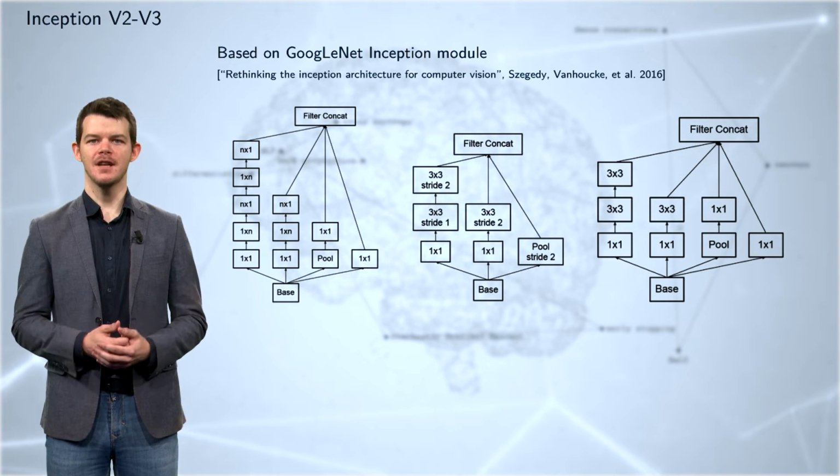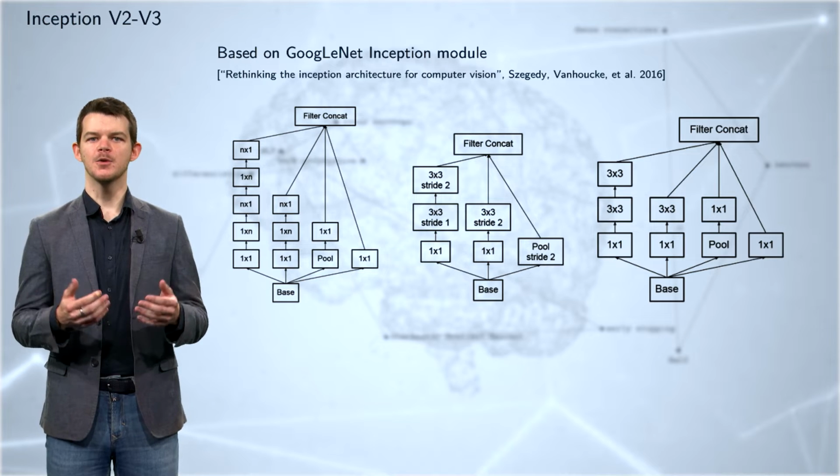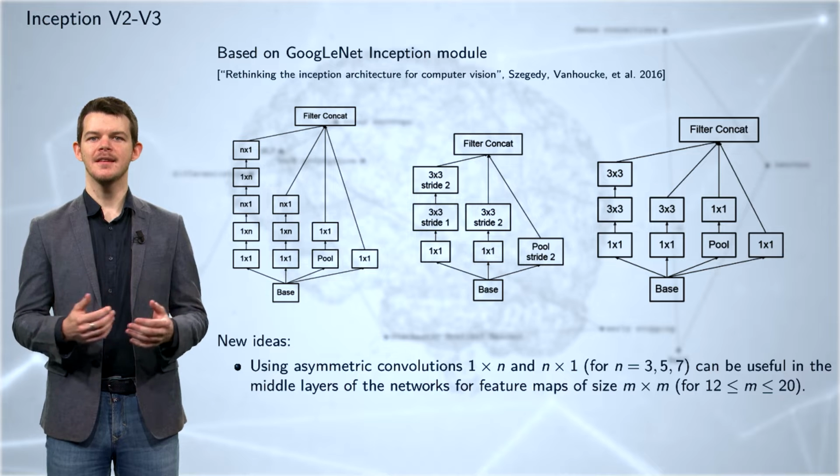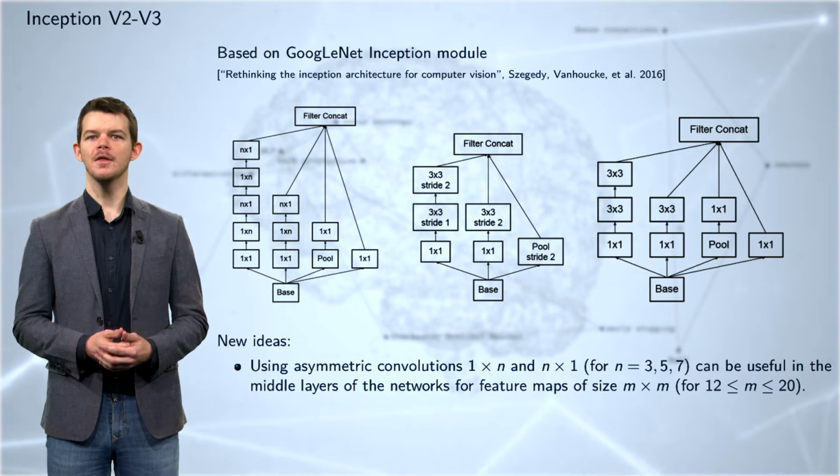Here are three schemes representing three different versions of the inception model. Remember that we have already talked about the inception model, which is at the core of GoogleNet. Here are three different versions based on different ideas. The main idea behind these inception models is the use of 1 by n or n by 1 convolutions.